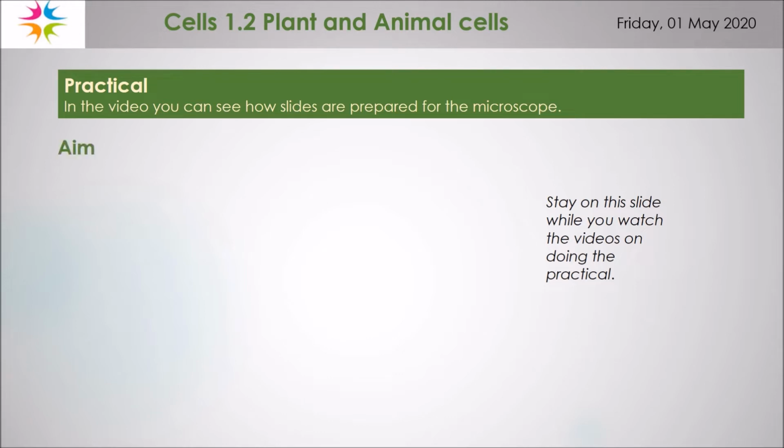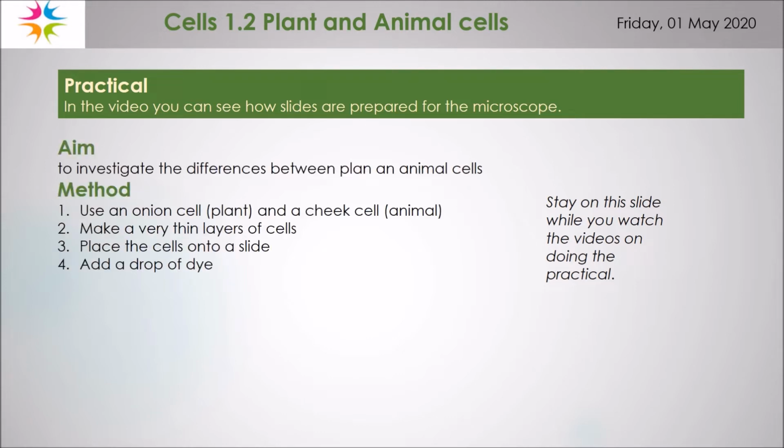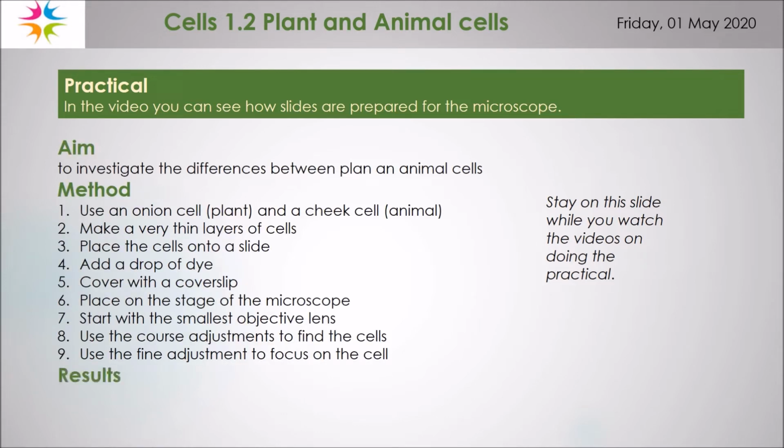At the same time we can look at the process, because there are quite a lot of steps, as you can see. 9 steps. You can watch them do each of those steps for the plant cell and for the animal. So I suggest you stay on this slide and you watch the videos and see how they go through the process.